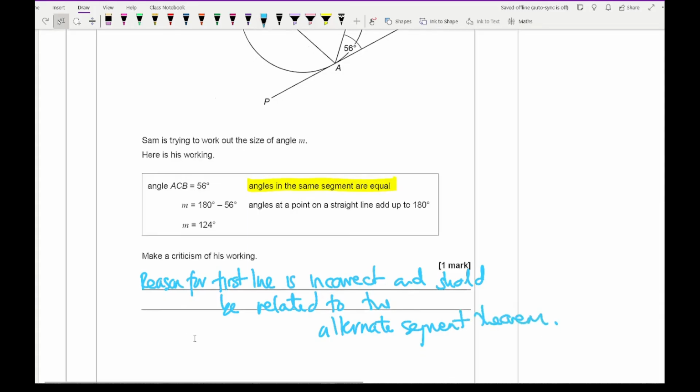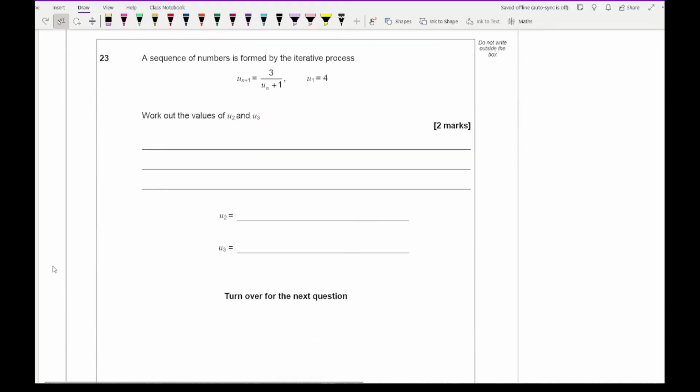And there you go. So for next question, question 23, it says a sequence of numbers is formed by the iterative process, and then we've got our formula, and the question is asking us to work out the values of u2 and u3. So here we've got u1 equals 4, so u2 is going to be 3 over the previous answer, which is 4, plus 1, and if I type that all into my calculator, I get an answer of 3 over 5.